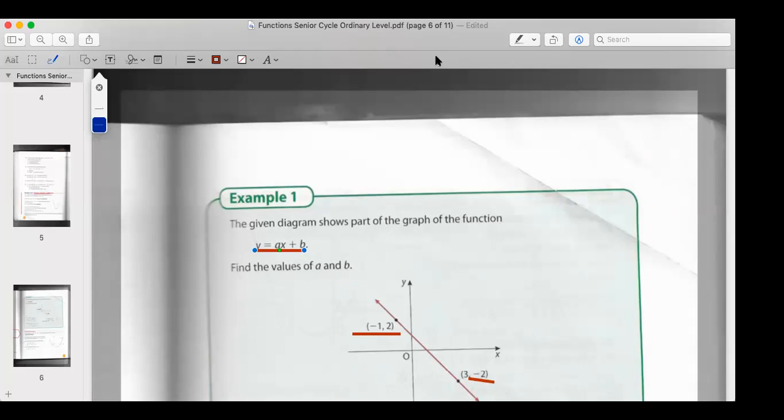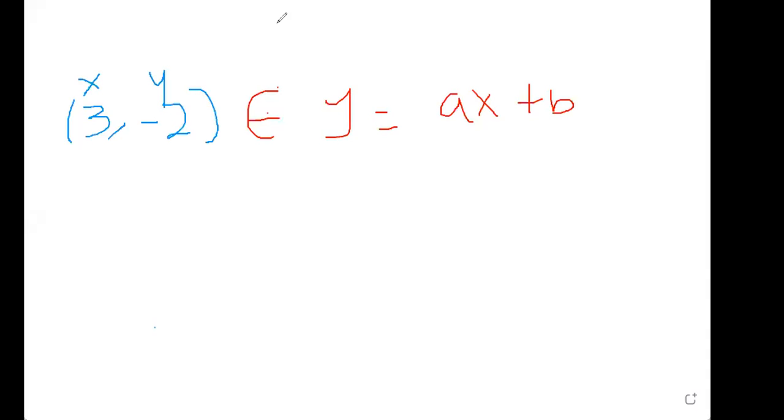So now I'm back to my board to show you what I'm doing. That's my first coordinate, 3 and what? 3 and minus 2. Always remember your sign is important. Minus 2 or positive, okay? So that's minus 2. It means it's an element of y equals ax plus b, like I've written on the board. So this is what we're going to solve for. This is what we're dealing with, okay?